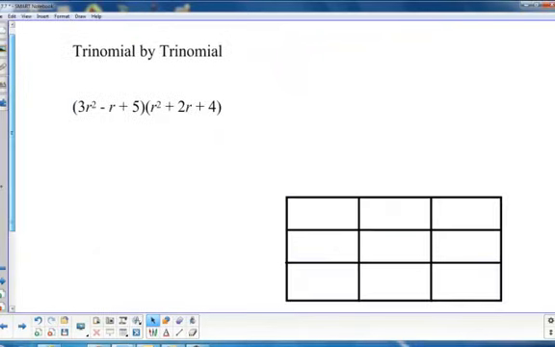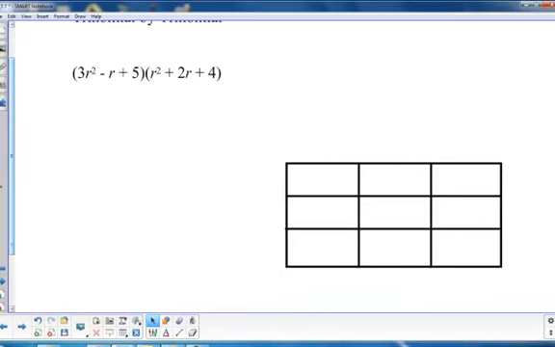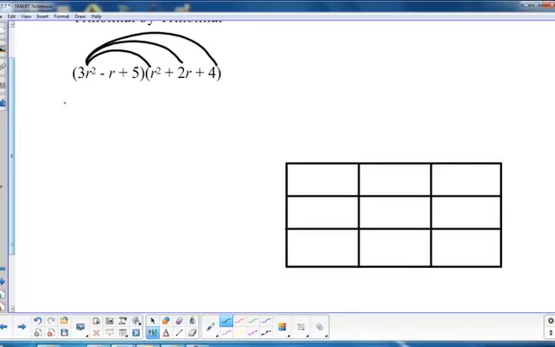Okay, the grand finale. We're multiplying a trinomial by a trinomial. So, you can't think of the word FOIL anymore because that's only for binomials. So I'm going to just think of it as triple distribution. So I'm going to take that 3r squared and I'm going to multiply it through the second parentheses to every single term. So that's 3r to the 4th plus 6r cubed plus 12r squared. Now I'm going to do the same thing with this negative r. I'm going to multiply it to every single term.